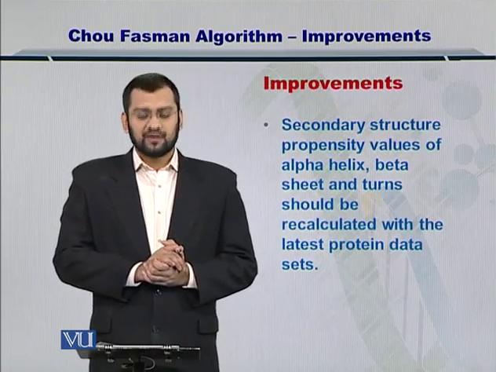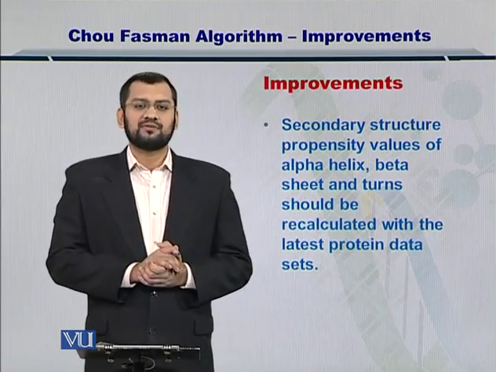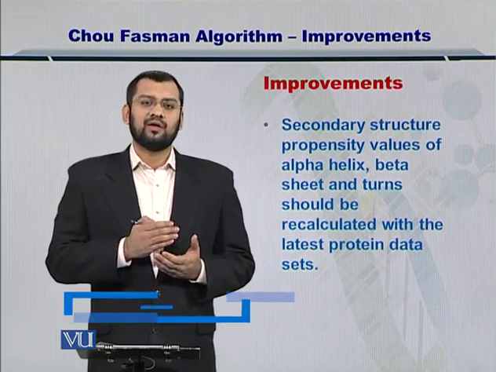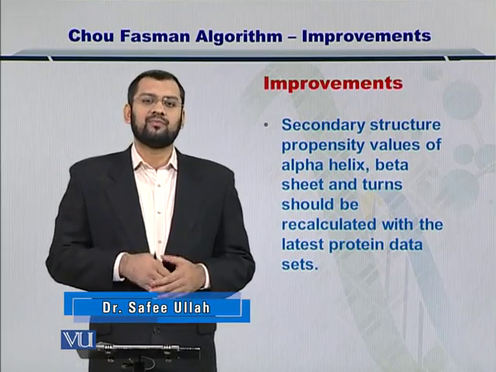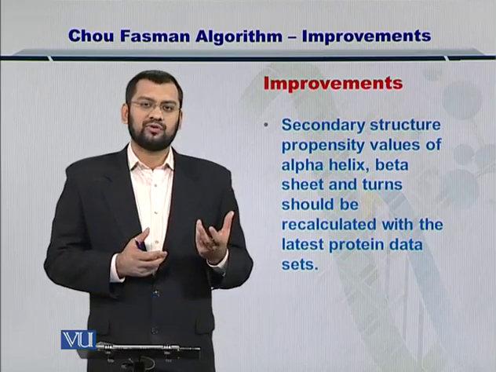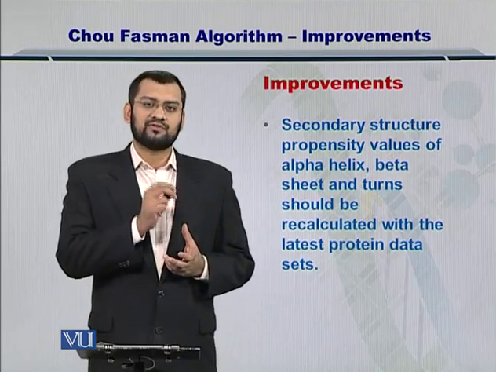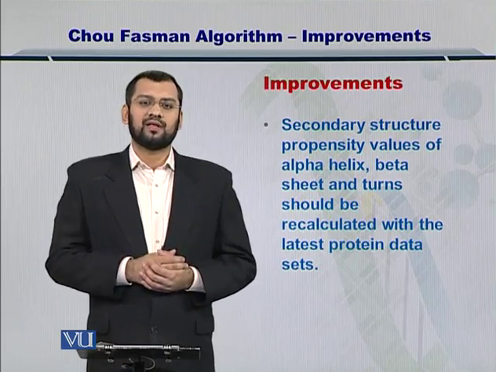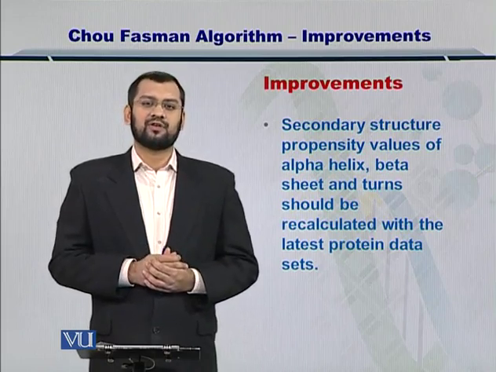So towards that, the secondary structure propensity values for each one of these secondary structures can be recalculated. Remember that the Chow-Fasman algorithm was developed several decades ago, and now we have many more structures that are available within the PDB. So if you take all of those newly reported structures and you see which amino acid occurs in which secondary structure within the overall structure of proteins, then you can have an improved set of statistics that can help improve the performance of the Chow-Fasman algorithm.